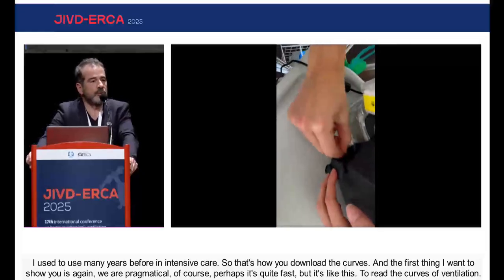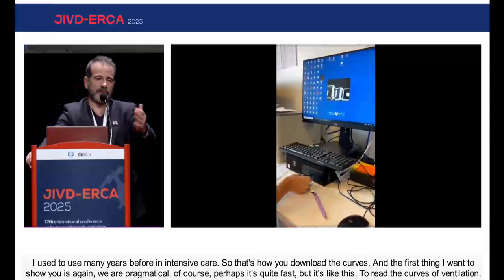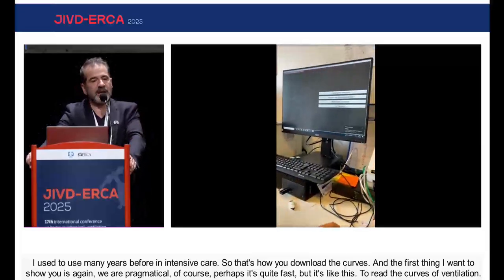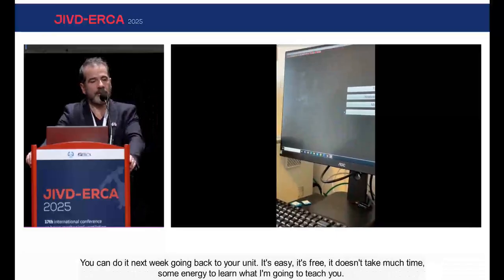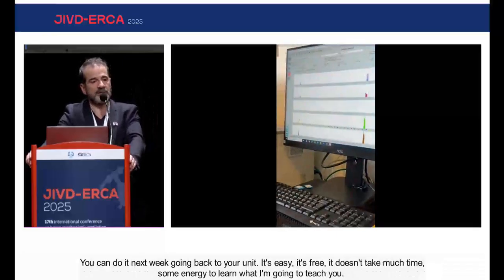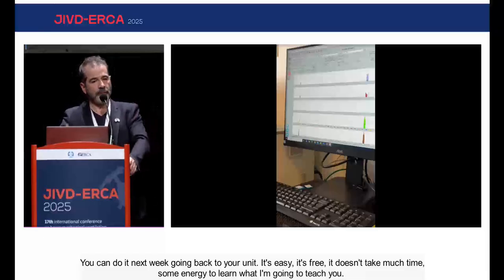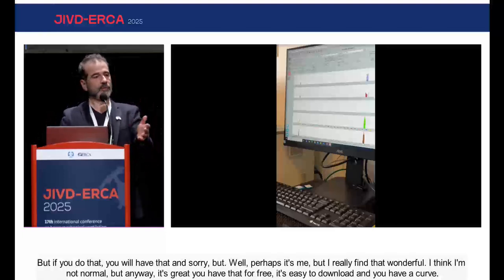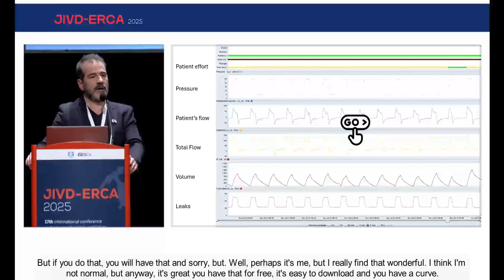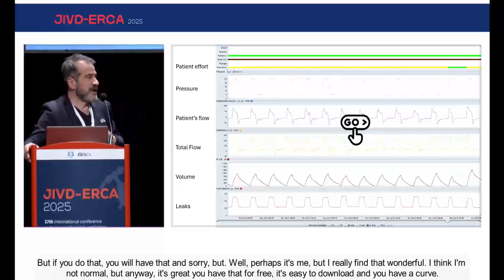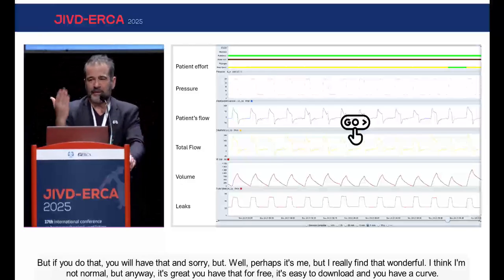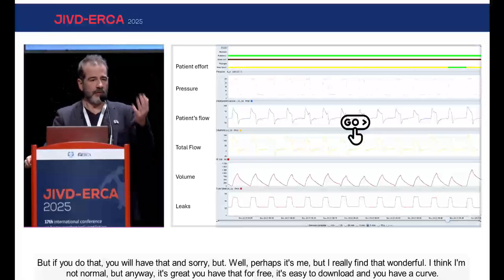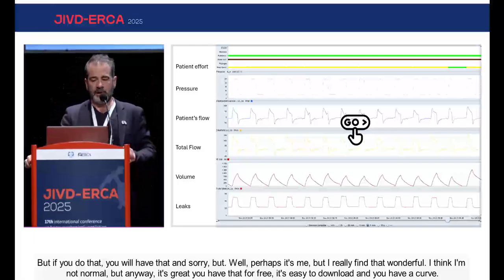And the first thing I want to show you is, again, we are pragmatical. Of course, perhaps it's quite fast, but it's like this. To read the curves of ventilation, you can do it next week, going back to your unit. It's easy. It's free. It doesn't take much time, some energy to learn what I'm going to teach you, but if you do that, you will have that, and sorry, but perhaps it's me, but I really find that wonderful. I think I'm not normal, but anyway, it's great. You have that for free, it's easy to download, and you have a curve.